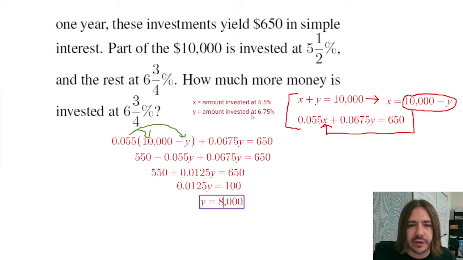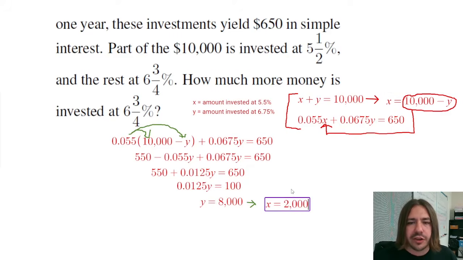So $8,000 is invested at 6.75%, and since the total amount invested is 10,000, that tells me that the remaining 2,000 is going to be invested at 5.5%. So that's going to be our x.